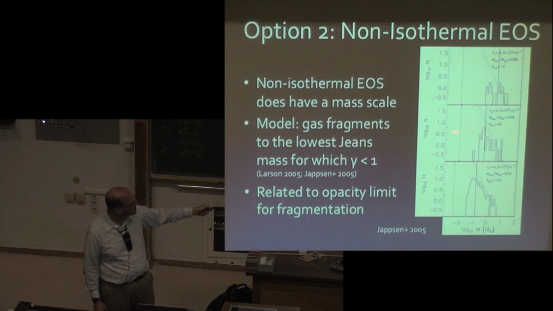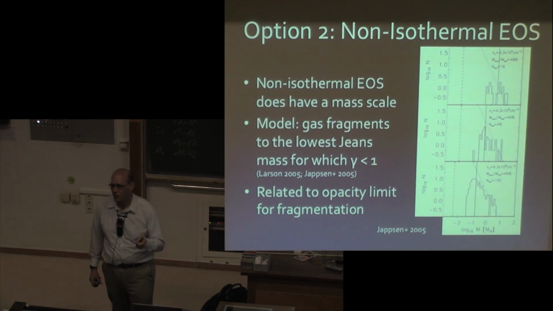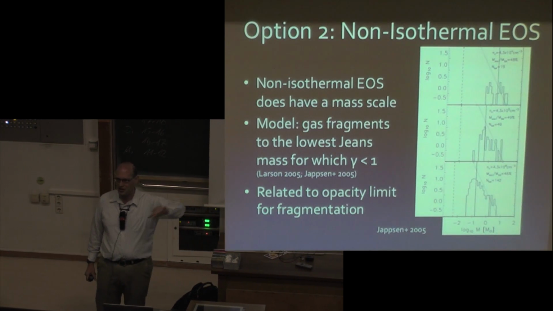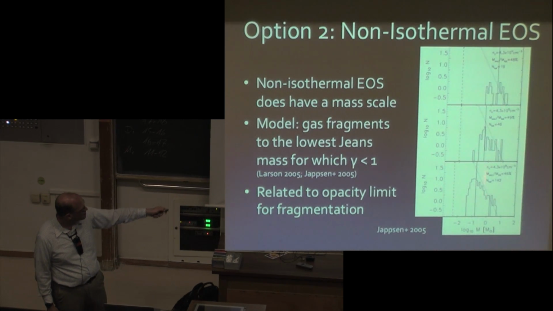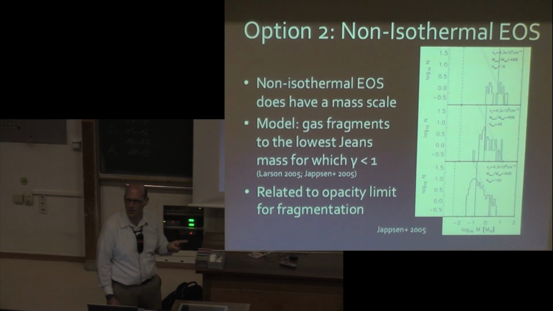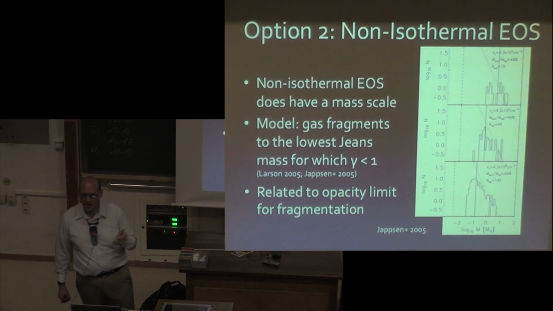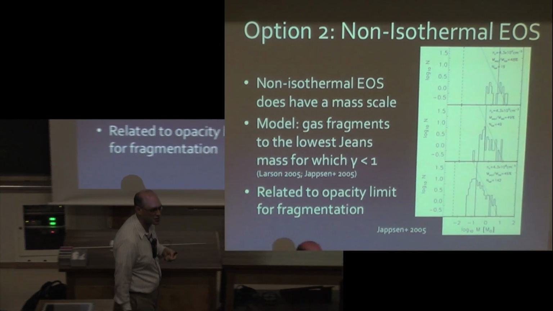And let's move that kink around in density and just see what happens. What she found is that the characteristic mass you got out was basically just determined by the Jeans mass evaluated at the point where the equation of state had this kink in it. So when you change the equation of state, you change the characteristic mass. Good, that's encouraging. We're on the right track. We have a way of setting the characteristic mass by changing the equation of state and making it not isothermal.